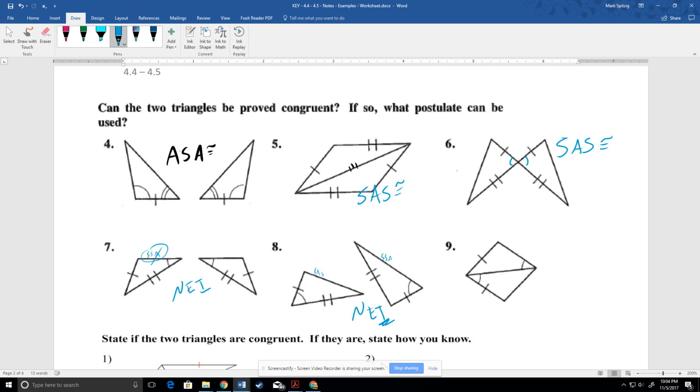And this one, we have kind of the same thing, right? We mark my reflexive side. We have side, angle, side down here. But up here, we have side, side, angle. So they don't match up. So that's not enough information as well.